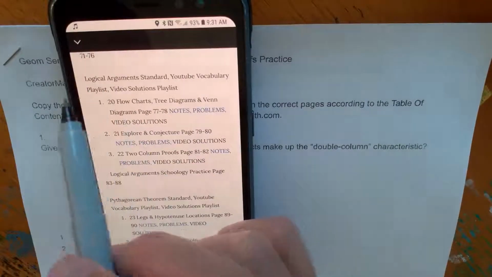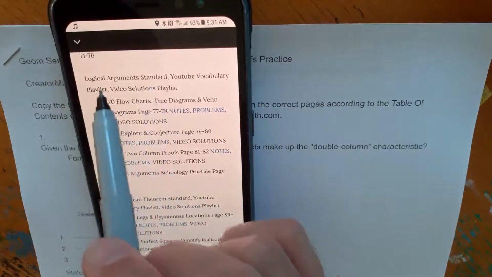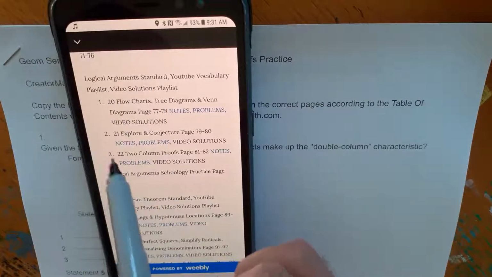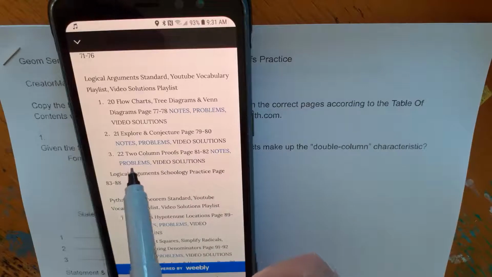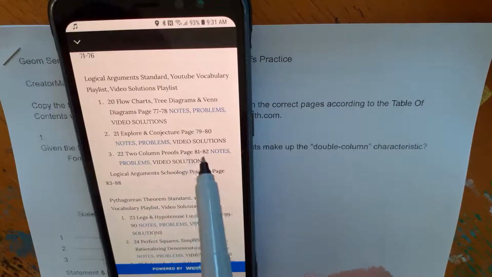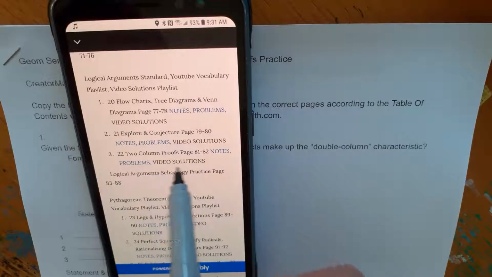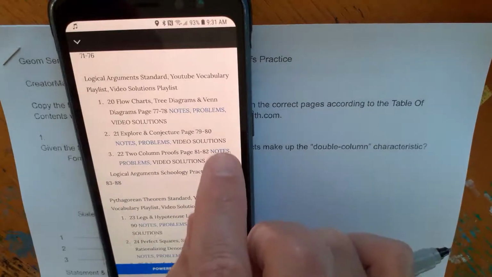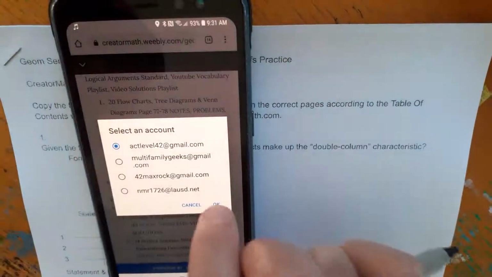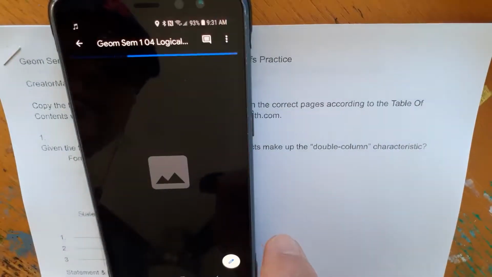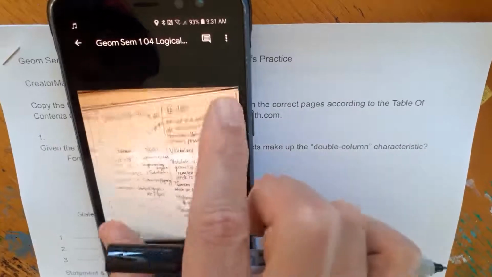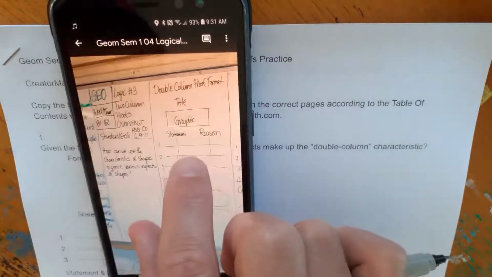This is the logical argument standard. This is a unit here. There's only 3 lessons on this, and this one is a very brief, high-level lesson on two-column proofs. It's on pages 81 to 82, and don't take that for granted, but go back and look at the original table of contents when you're watching this video. Here are the notes, the problems, and the video solution will be linked here. We're going to click Notes and open this up. Sometimes it takes twice. Mine opened the first time here. You can enlarge it, and this is how you copy this onto your comp book.